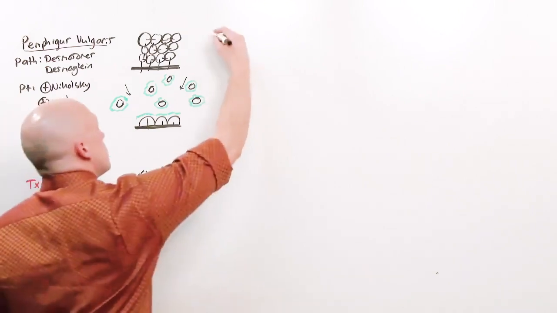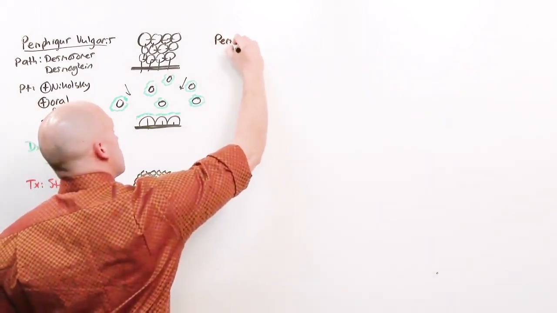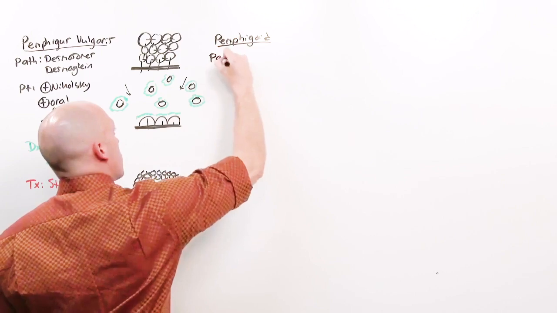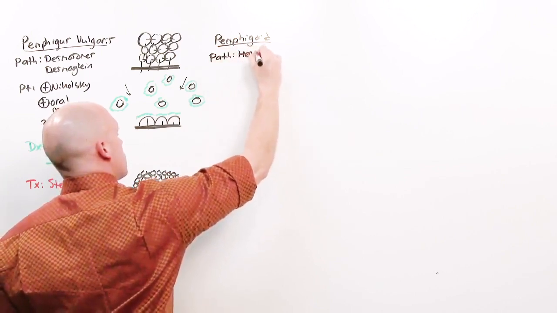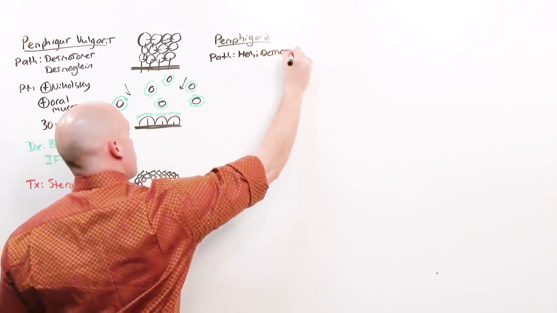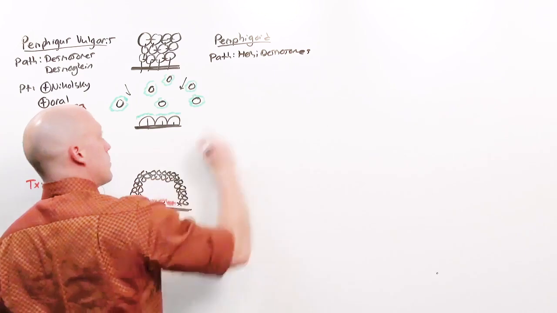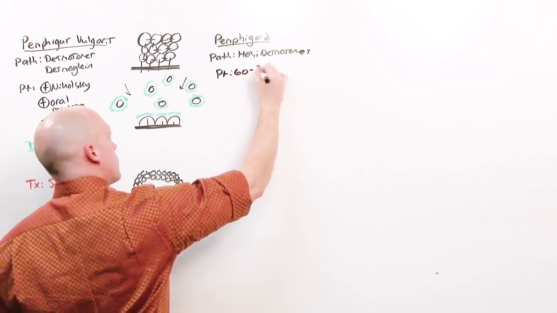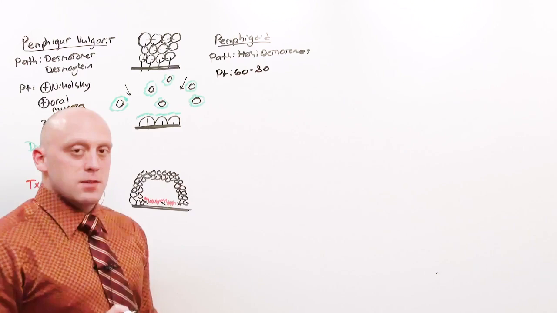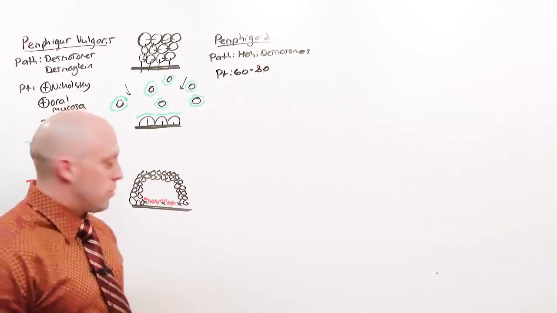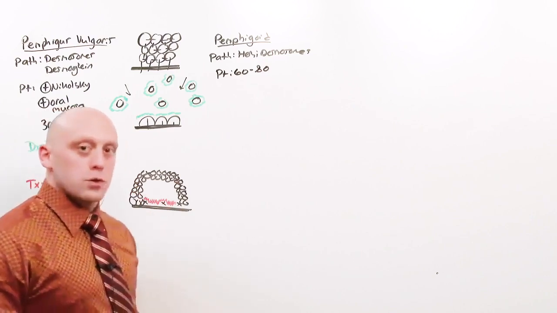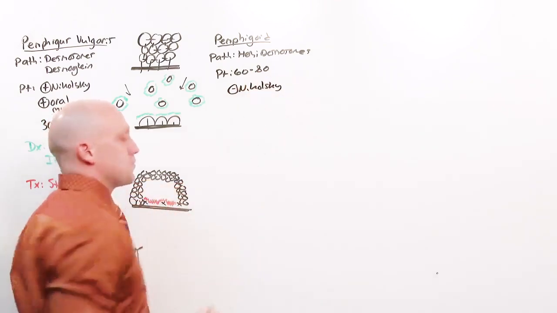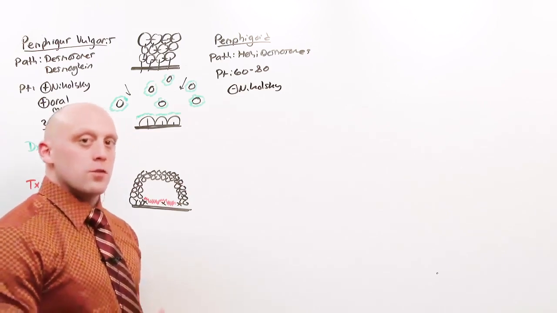Now, pemphigoid is like pemphigus, but because it's pemphigoid, it's not as bad. The pathology here, the antibody is against hemidesmosomes. The patient here is going to be a little bit older, 60s to 80s, and it's the other thing. Thick wall, no Nikolsky sign. It's a strong bulla, and it does not involve the oral mucosa.